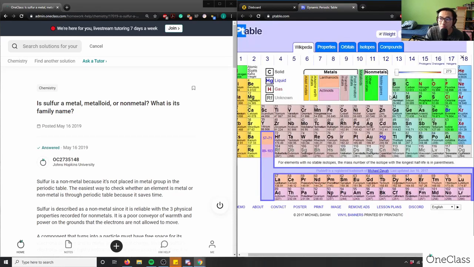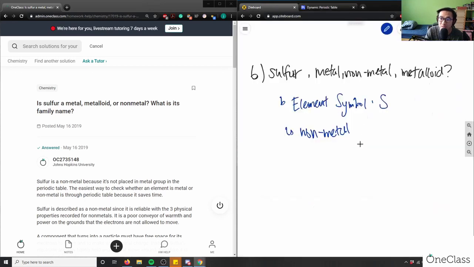And in terms of the family name, or the group name, it's group 16. So I can say its family name is group 16, and specifically it's a chalcogen, right? So it belongs to group 16.